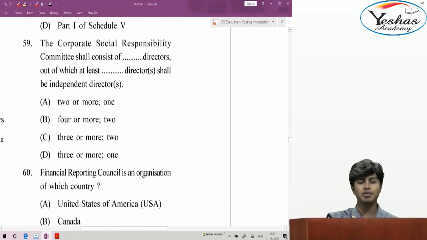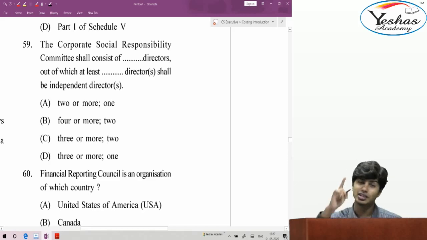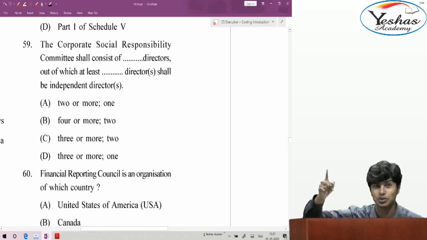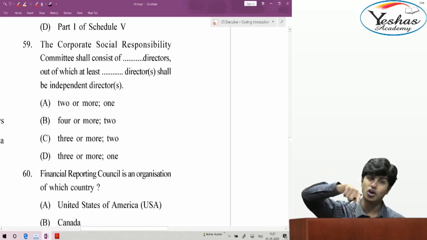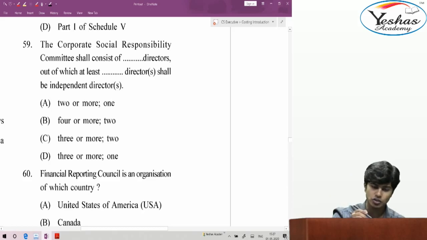Corporate Social Responsibility Committee. The CSR committee is supposed to be complied with when turnover exceeds 1,000 crores and net profit is greater than 5 crores. When those conditions are met and you constitute the CSR committee, it is supposed to have a minimum of 3 directors, of which at least 1 should be an independent director. So here also same thing. They've asked about the CSR committee's composition.